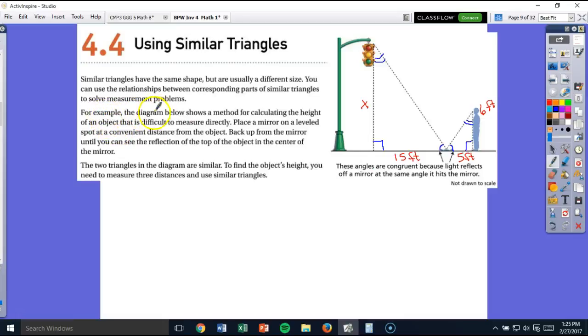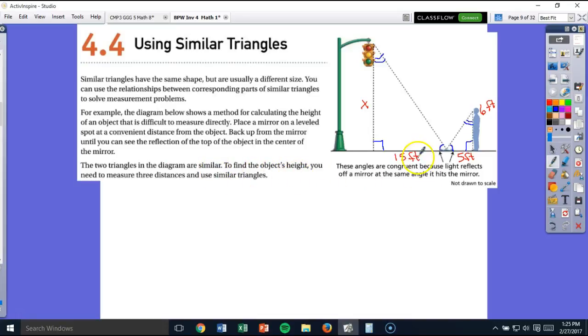It says here, for example, the diagram below, which was this picture over here but I moved it to the side, shows a method for calculating the height of an object that is difficult to measure directly. It says to place a mirror on a leveled spot at a convenient distance from the object, and back up from the mirror until you can see the reflection of the top of the object in the center of the mirror. The two triangles in the diagram are similar. To find the object's height, you need to measure three distances and use similar triangles.